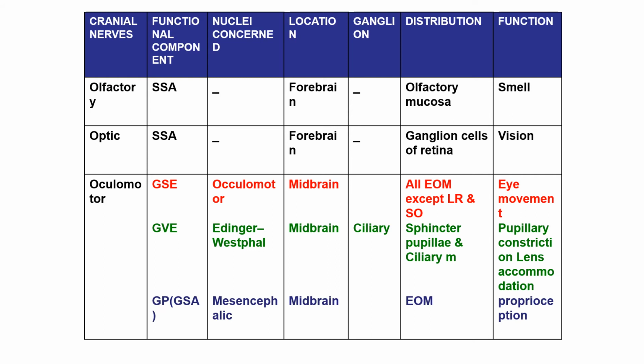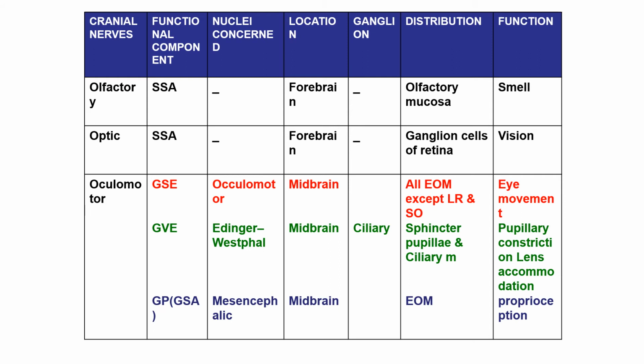Coming to the third cranial nerve, that is the oculomotor nerve. This cranial nerve has the following functional components. First is the general somatic efferent or GSE. The nucleus concerned is the oculomotor nucleus, which as I have told you is located in the midbrain, distributed to all the extraocular muscles except lateral rectus and the superior oblique, and is helpful in eye movement.